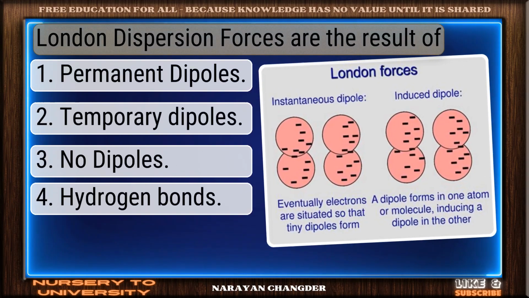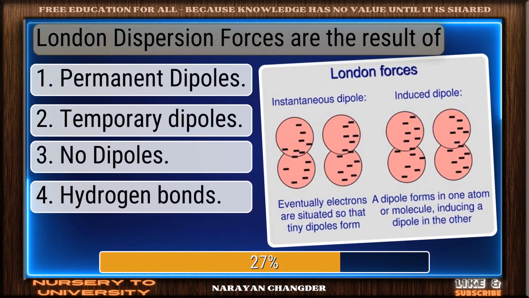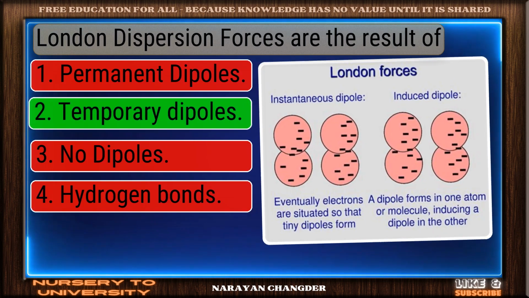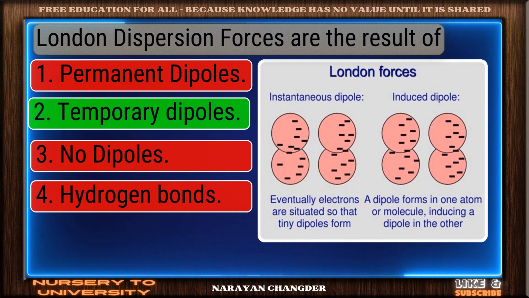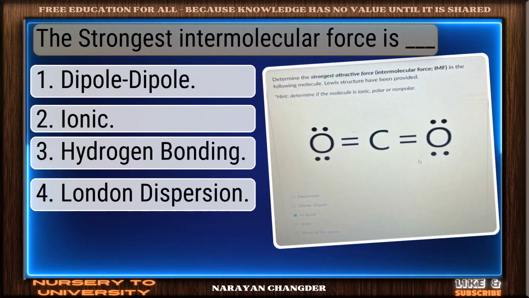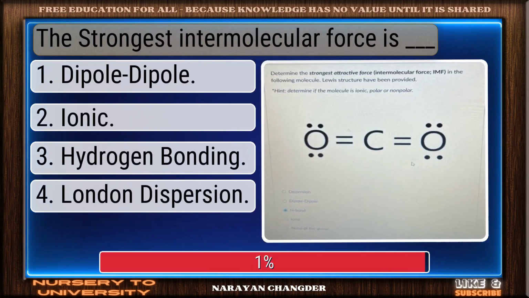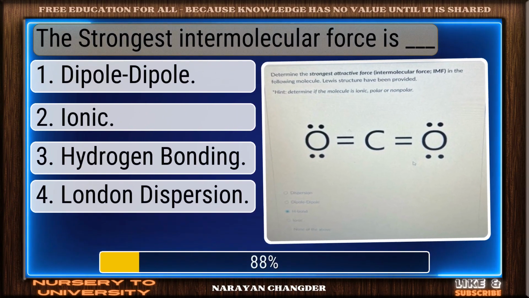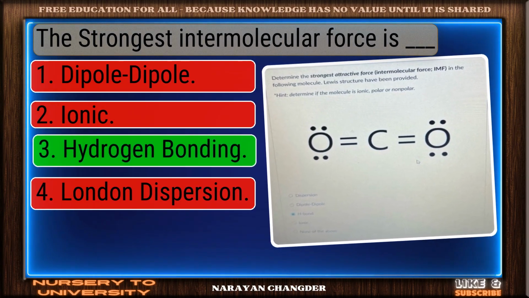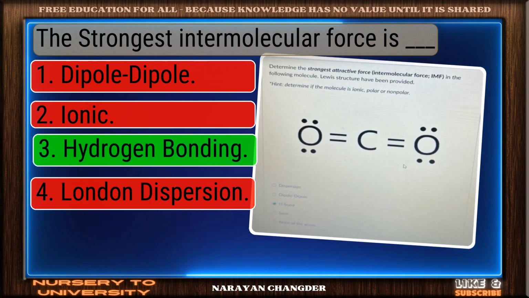London dispersion forces are the result of. Perfect. Temporary dipoles is the correct choice. The strongest intermolecular force is dash. Excellent. Hydrogen bonding is a brilliant choice.